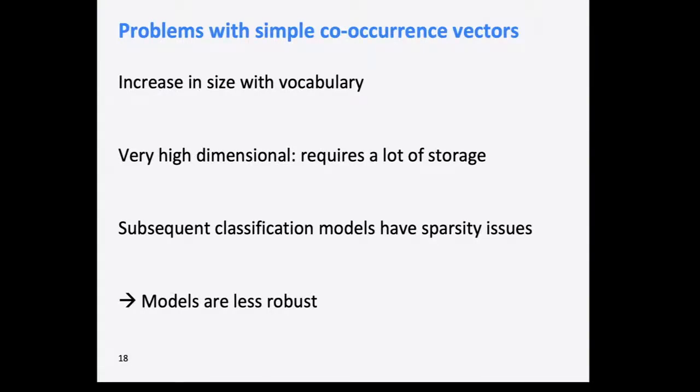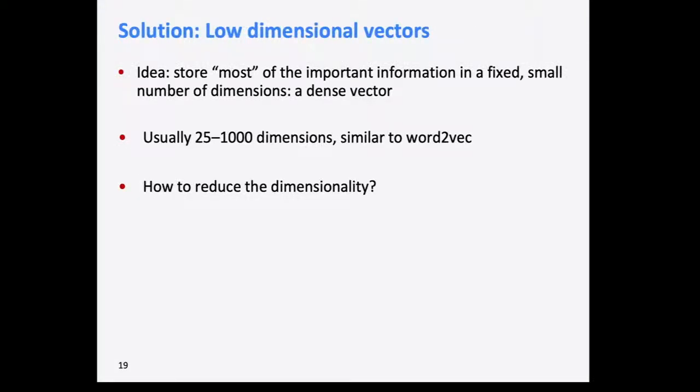If you have a 250,000 word vocabulary, you're in a space where my math is bad, but it's in the trillions of cells in this matrix. It might require a lot of storage, though if you're clever and notice that most of the cells are 0, you could use a sparse matrix representation, and it might take a little bit less. Your classification models might have sparsity issues because a lot of those cells aren't present, and so might not be very robust.